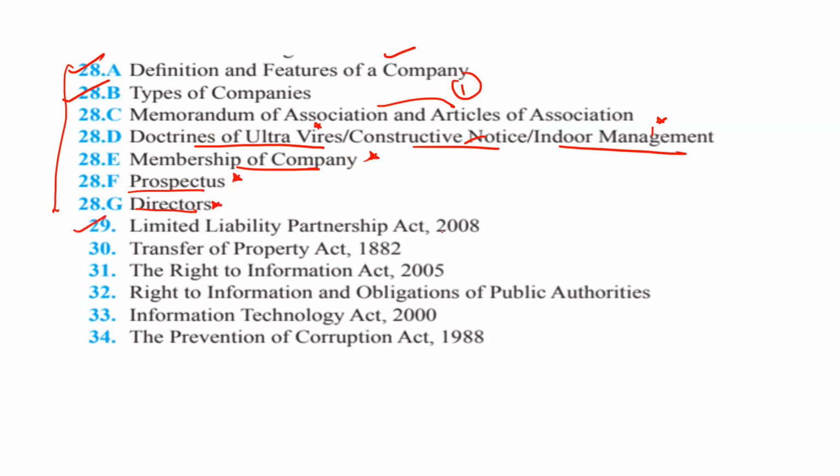After that, we have to discuss the Limited Liability Partnership Act 2008 and the Transfer of Property Act 1882. All these constitute one question. All these are two to three page topics, and together they constitute one question, so it's very important. And it is very easy to score marks in this subject.